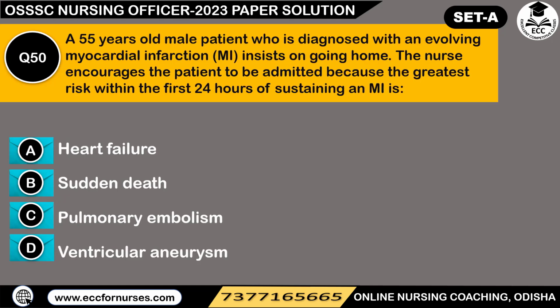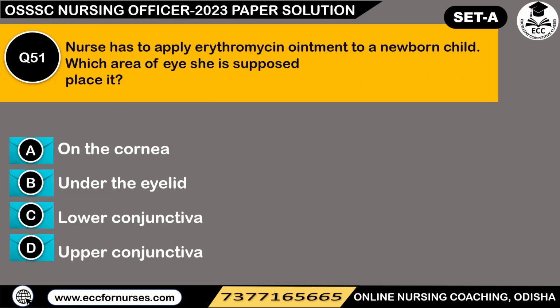Question number 50. A 55-year-old male patient who is diagnosed with an evolving myocardial infarction insists on going home. The nurse encourages the patient to be admitted because the greatest risk within the first 24 hours of sustaining an MI is sudden death. Question number 51. The nurse has to apply erythromycin ointment to a newborn child. Which area of eye she is supposed to place it? The answer is lower conjunctiva.